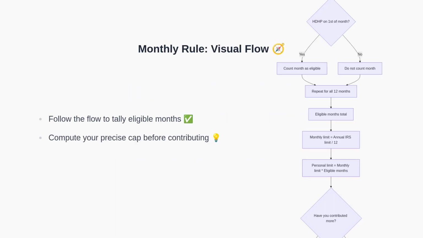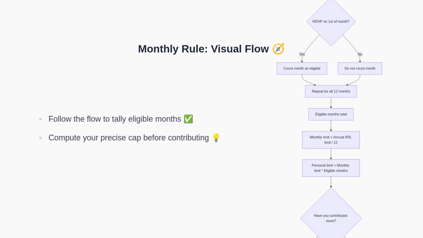This flowchart shows the monthly eligibility process. For each month, ask whether you had qualifying HDHP coverage on the first day. If yes, count that month as eligible. If no, do not count it. Repeat this for all 12 months to get your total eligible months.